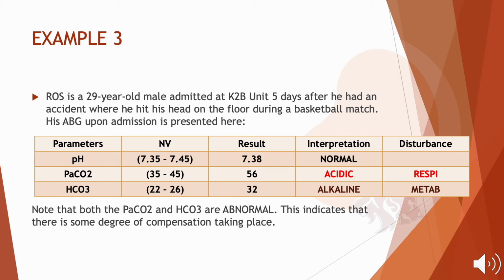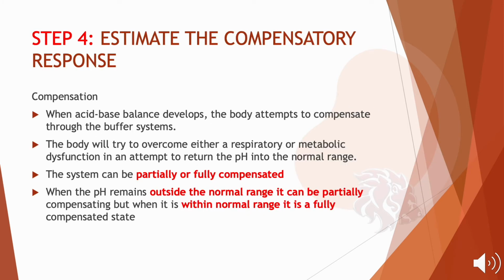Noting that both the partial pressure of carbon dioxide and bicarbonate are out of their normal ranges, we can say that there is some degree of compensation taking place which brought the pH back to its normal range. So now we go to step 4, estimating the compensatory response.